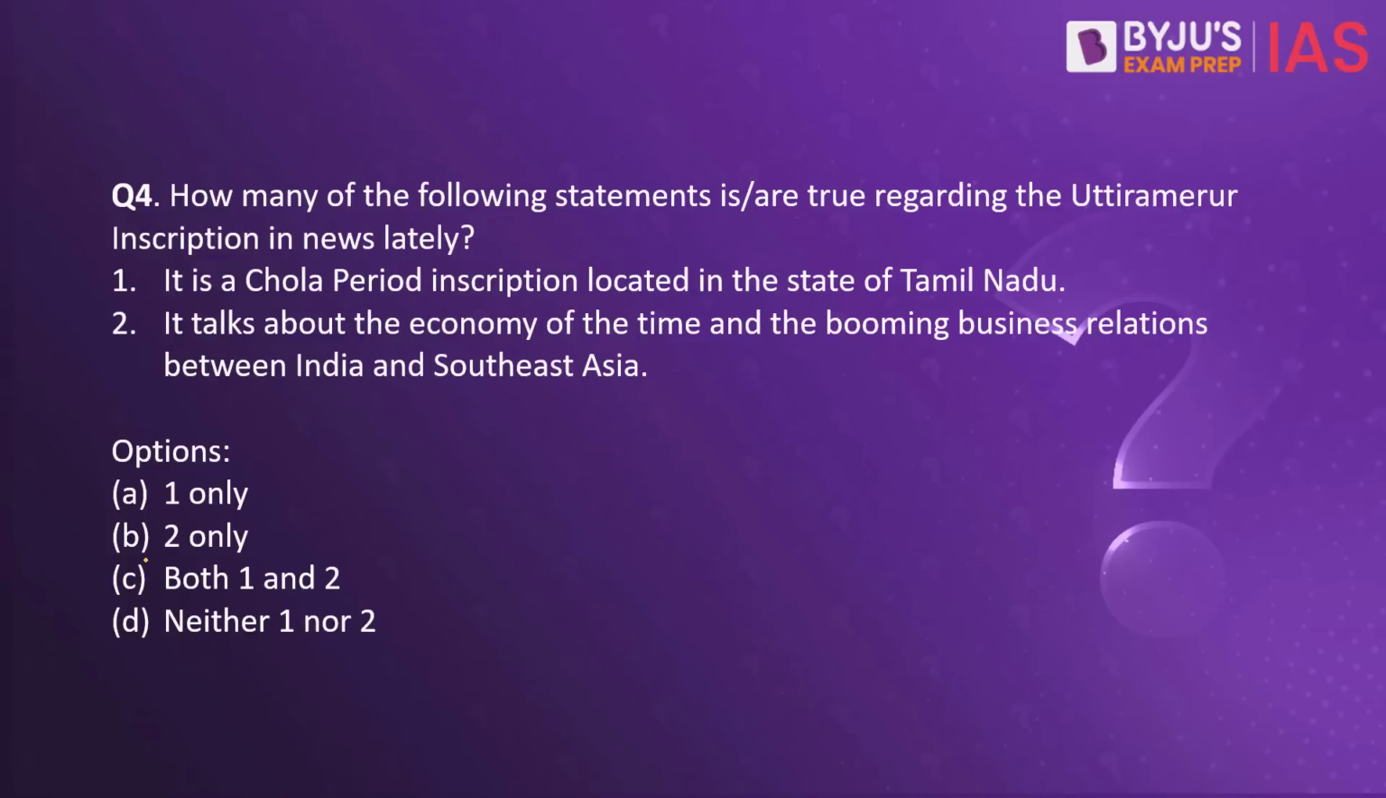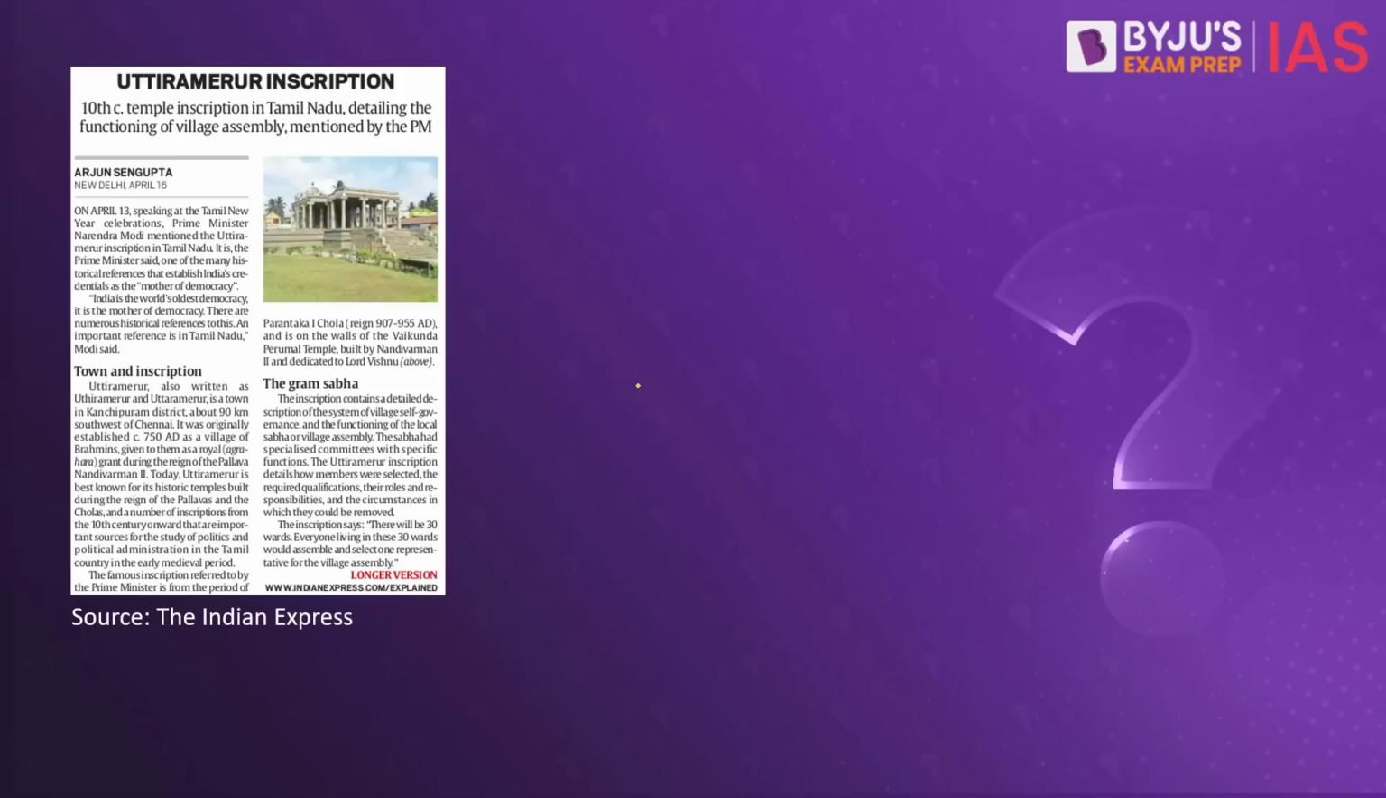The next question is, how many of the following statements are true regarding the Uttiramerur inscription in news lately? It is a Chola period inscription located in the state of Tamil Nadu. It talks about the economy of the time and the booming business relations between India and Southeast Asia. Now we took this question because the Prime Minister of the country, who was speaking at the Tamil Nadu year celebrations, he talked about this particular inscription. So that's why this becomes important.